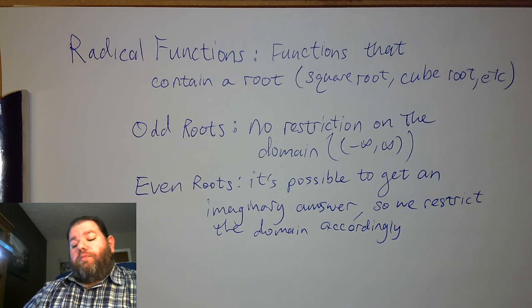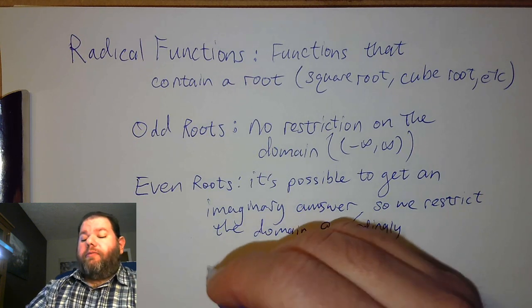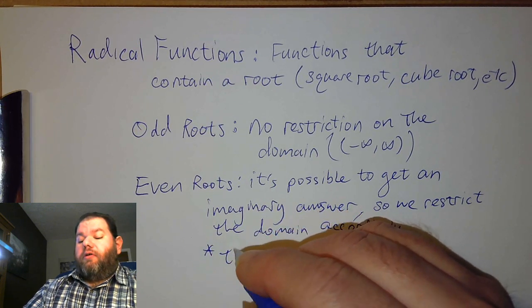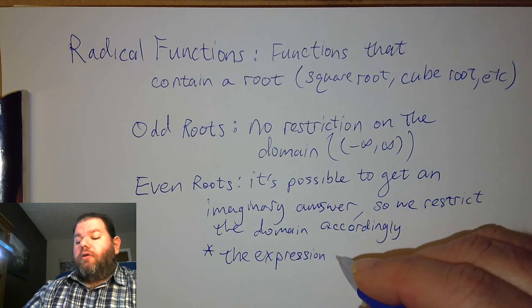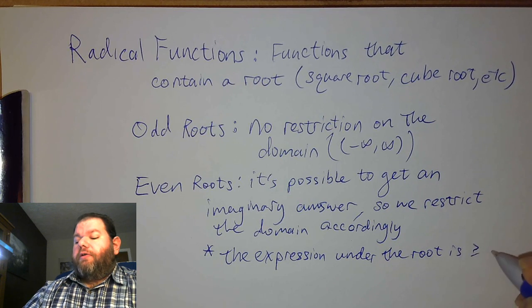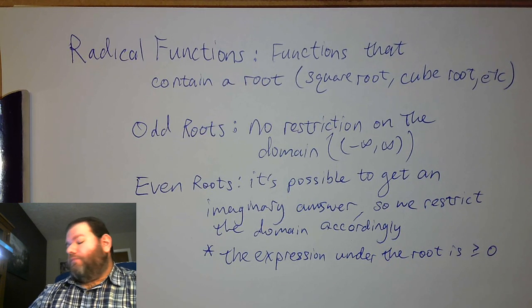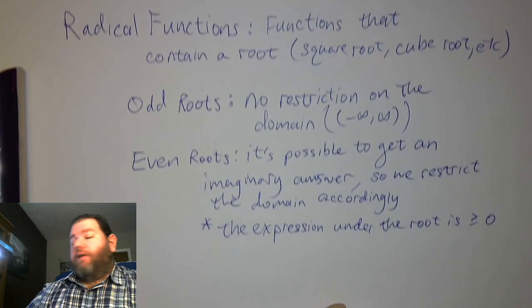Now, the way that we actually do this, and this one will be easier than the rationals, is that whatever expression is under the square root, we want to make sure that expression is at least 0 or larger. So the expression under the root is greater than or equal to 0. So now we just have to solve an inequality in order to determine the domain for an even root function.